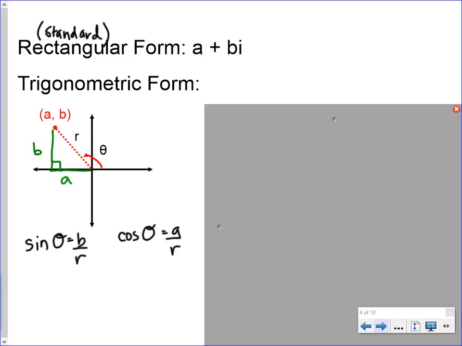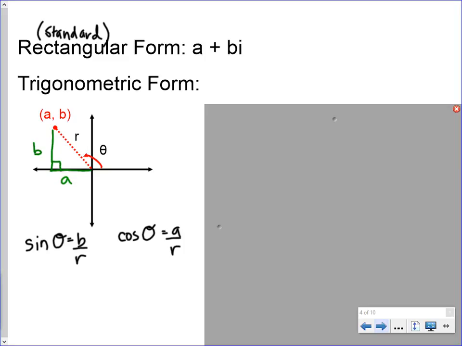So we could set up two trig equations. Sine of theta is equal to b over r, and cosine of theta is equal to a over r. And then could you solve for a and b? Get a and b all by themselves? Yeah, in both equations just multiply by r.